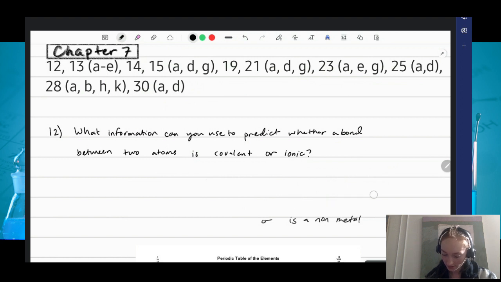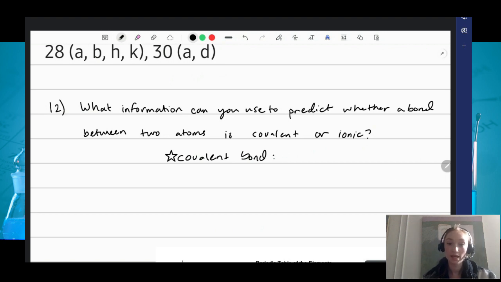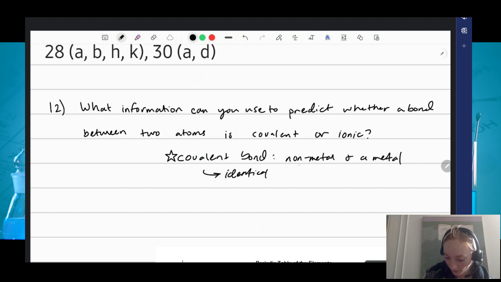So let's do this. Okay. So the question is, what information can you use to predict whether a bond between two atoms is covalent or ionic? So the difference between these two is quite simple. So a covalent bond is going to be between a nonmetal and a metal. And also the ionization energies between the atoms in the covalent bond are going to be very similar or the exact same. So they're going to have identical or very similar ionization energies.